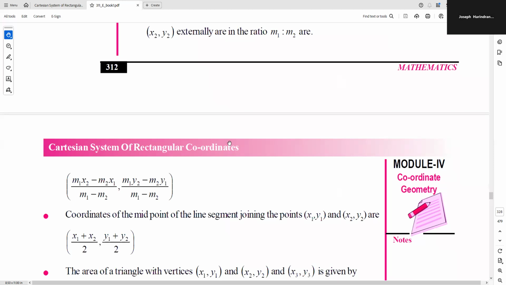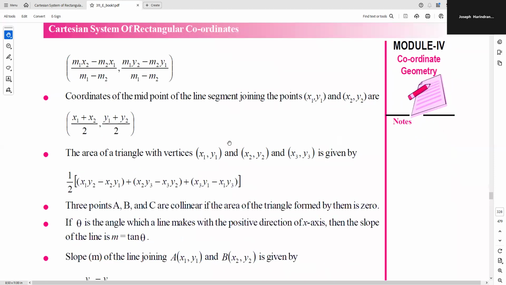And the midpoint formula, where the midpoint of the line segment joining the points x1, comma y1 and x2, comma y2 is given by x1 plus x2 by 2, comma y1 plus y2, whole divided by 2. Triangle formula, we can also write this in this form or in the form of x1 into y2 minus y3, and we group it actually. This is a grouping, but when we write it like that, this is an expanded form, or the determinant form.